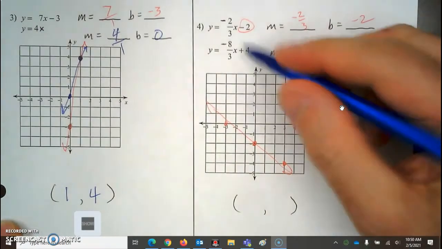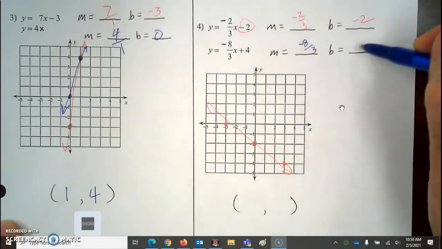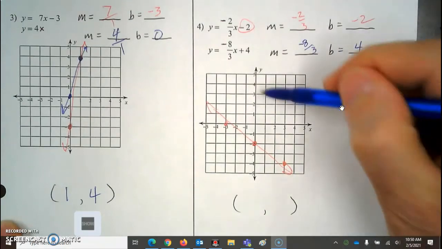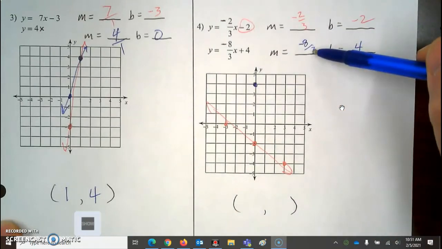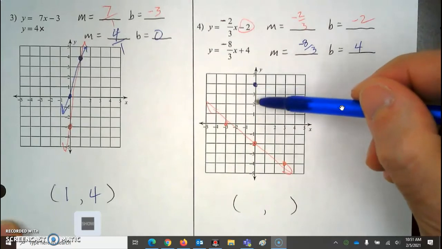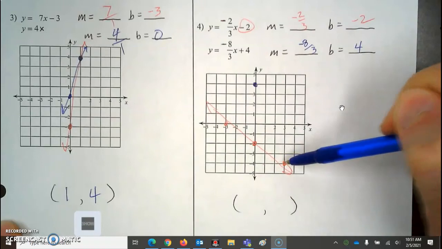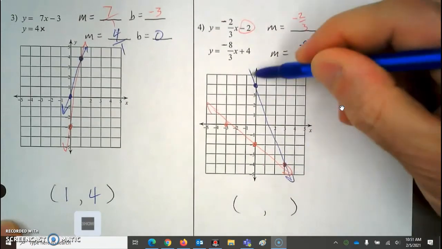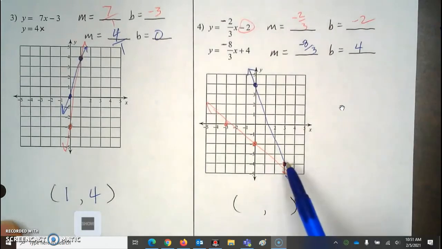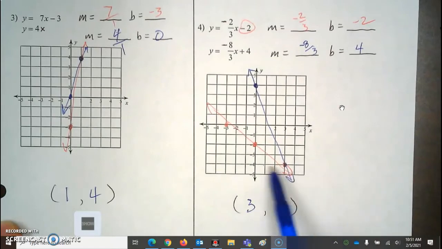Sometimes I do. The slope here is negative 8/3. The y-intercept's positive 4. So I go up to 4. And I'm going to go down 8 over 3. 1, 2, 3, 4, 5, 6, 7, 8. 1, 2, 3. There it is. Connect. And my solution is 3 for x. So that seems to come up a lot for some reason. The y coordinate is negative 4.